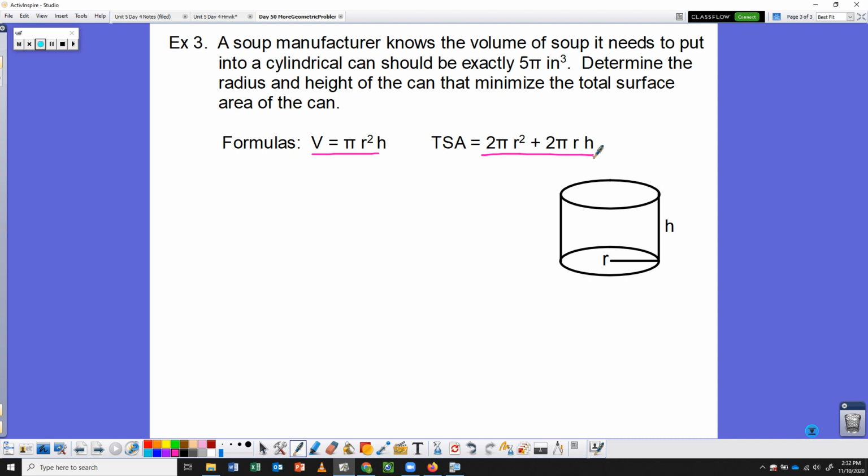Okay, well, first of all, we have two equations that both involve the letters H and R. We cannot solve a problem that has two variables in it.